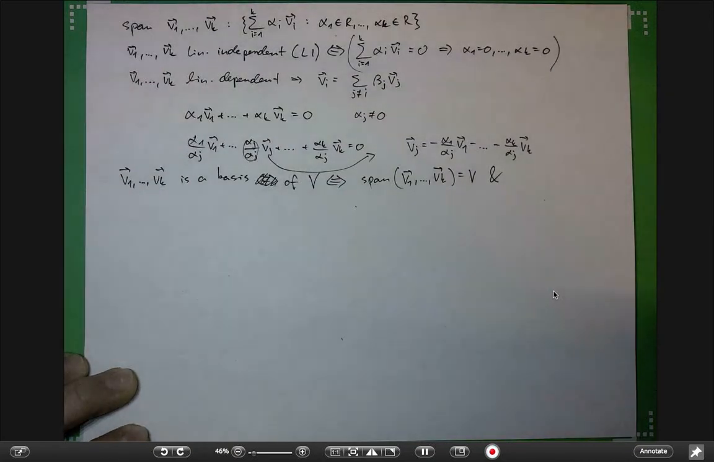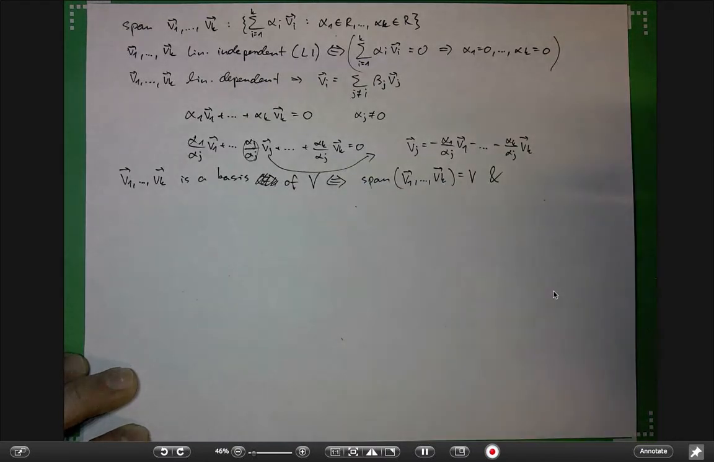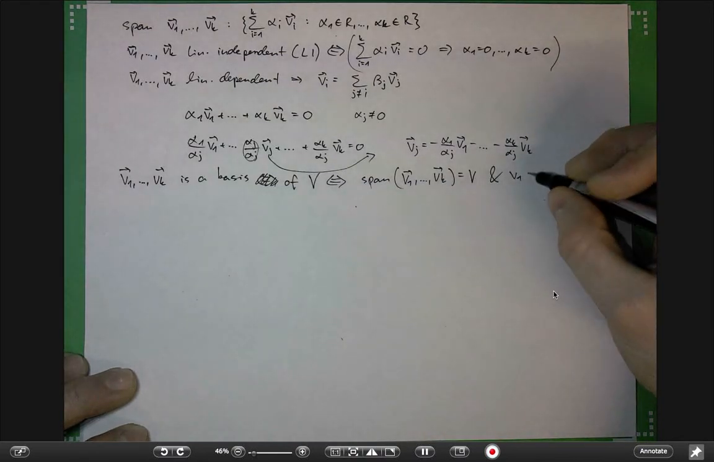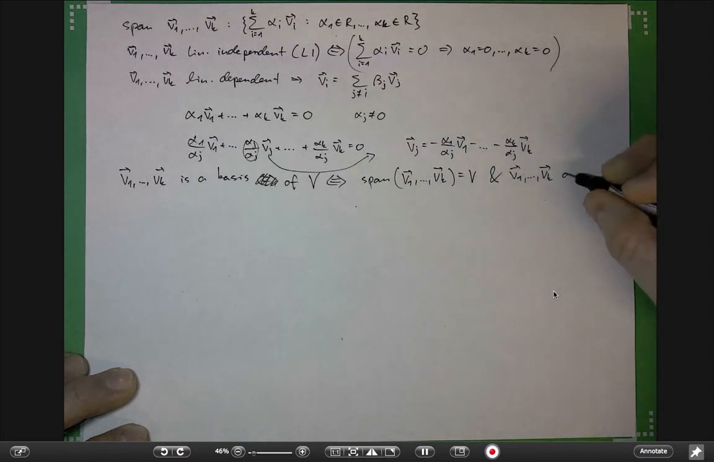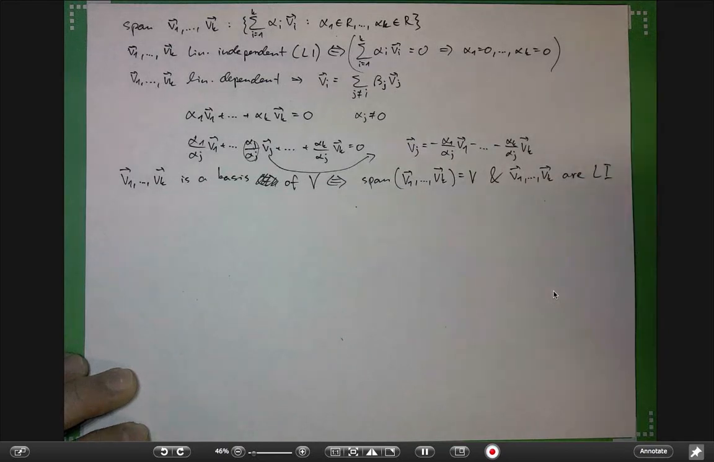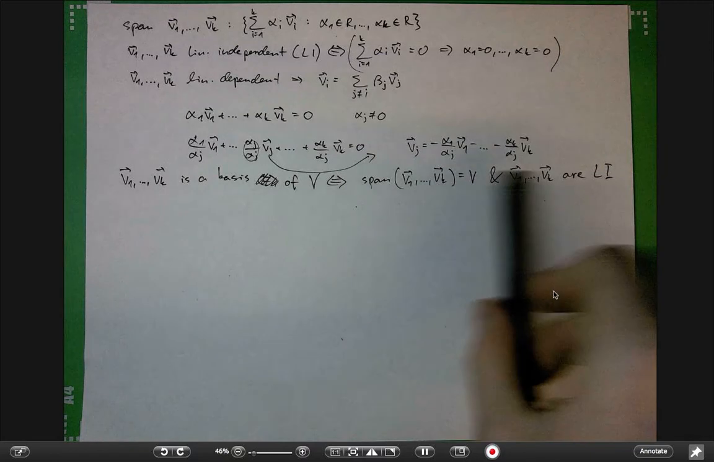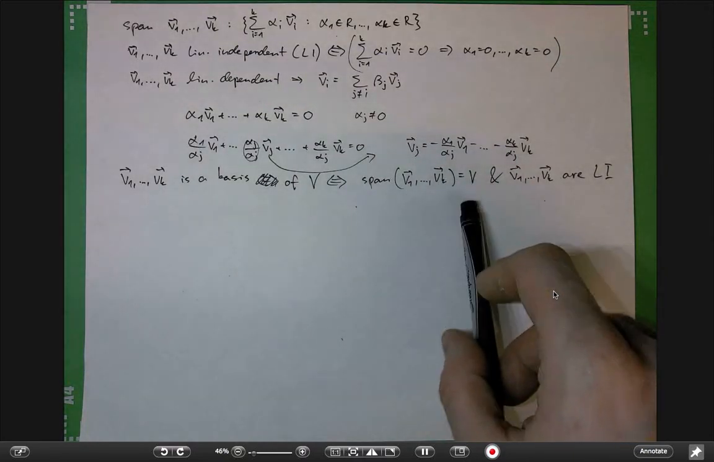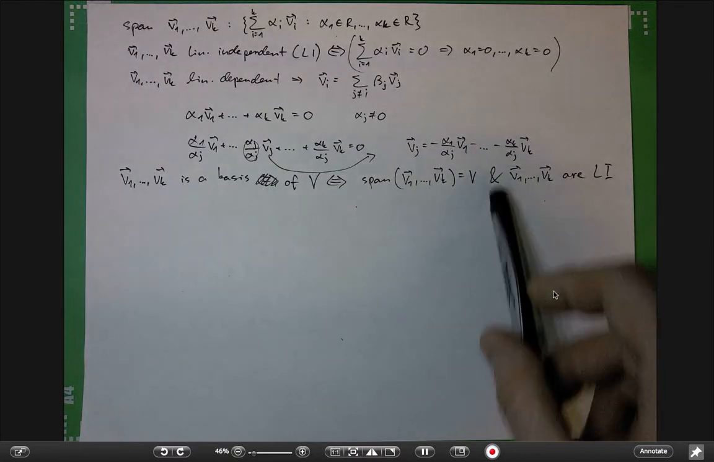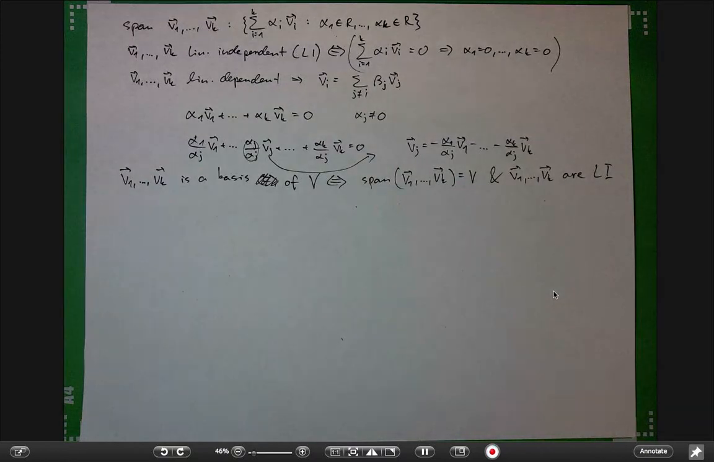Who remembers? Anyone else? This is not sufficient for this to be a basis. The other condition is that they have to be linearly independent, or LI, meaning linearly independent. So there are 2 conditions for a set of vectors to be a basis. They have to span, or generate, the entire vector space, so any vector from V I can write as their linear combination, and they must be linearly independent.